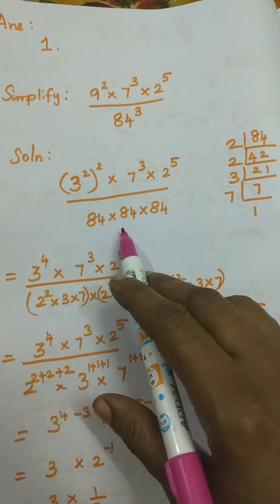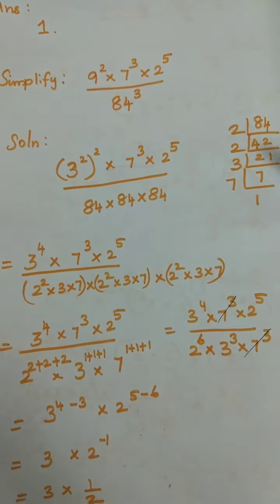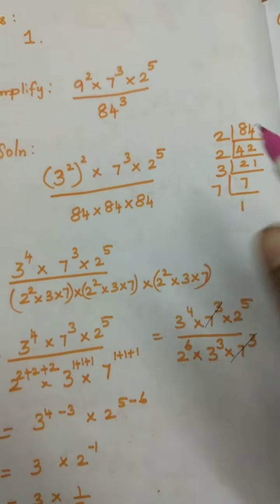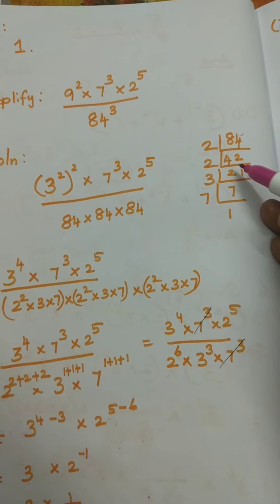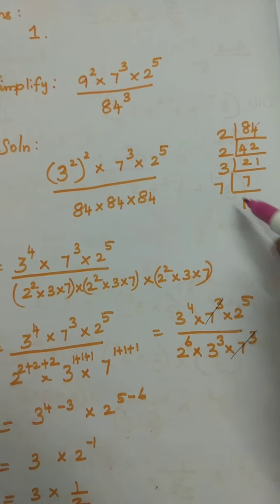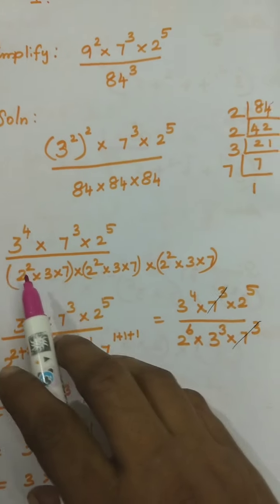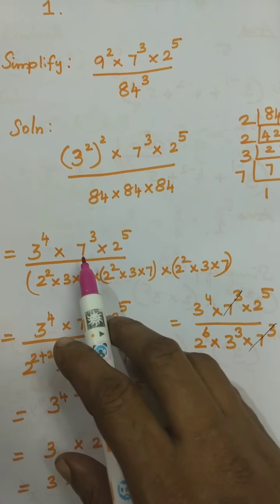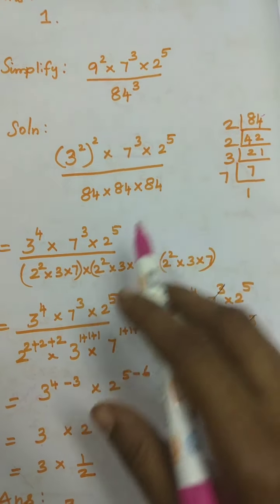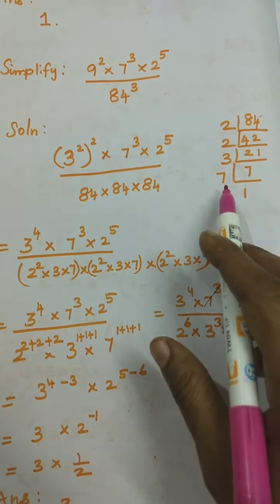So I am writing 84 into 84 into 84. You have to solve 84 by prime factorization. To split and write, isn't it? 2 twos are 42, again 2 elevens are 21, 3 sevens are 21, 7 ones are 7. Now you write this. 3 power 4, 7 cube, 2 power 5, and you have to write as 2 square, 3 into 7.